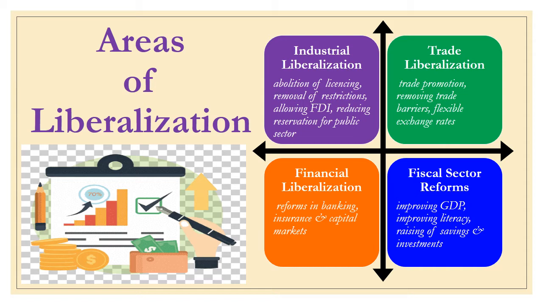Then is trade liberalization. So this helps in promotion of foreign trade, removing the trade barriers, and the exchange rate. Like Indian currency is rupees, and for example the company from US will deal in dollars. So there is a disparity between the currencies, like 1 dollar is approximately equal to 75 or 77 rupees.